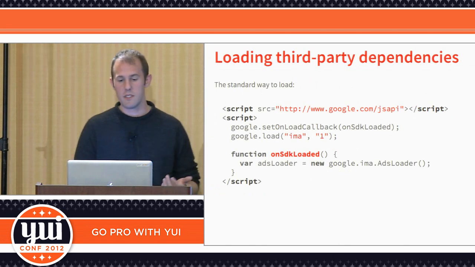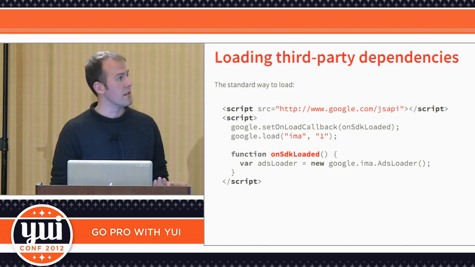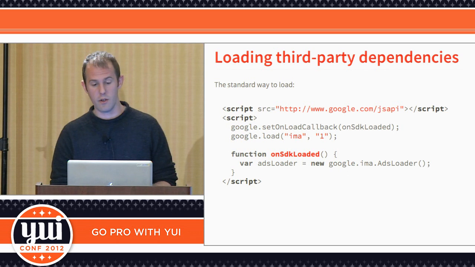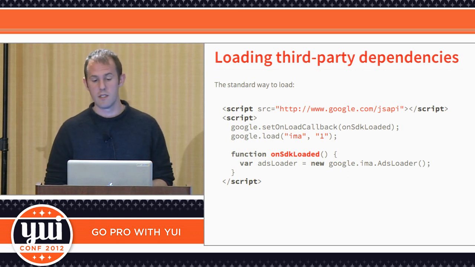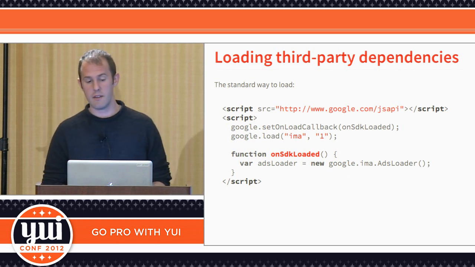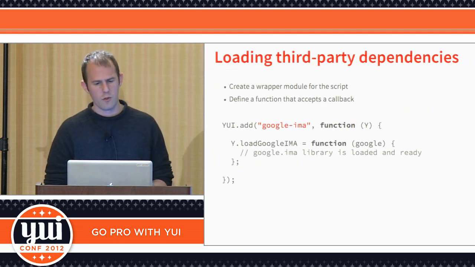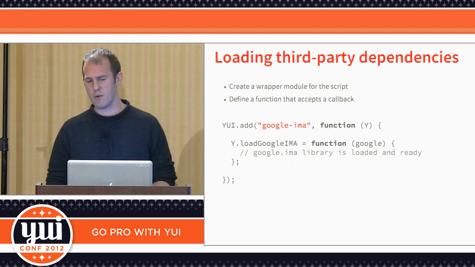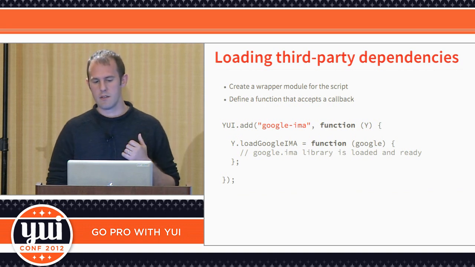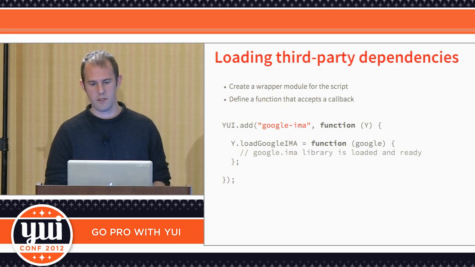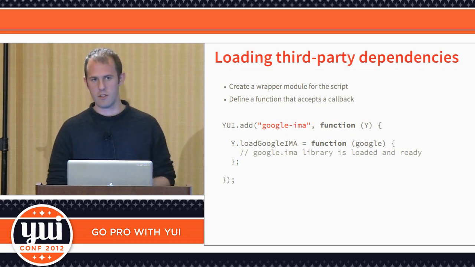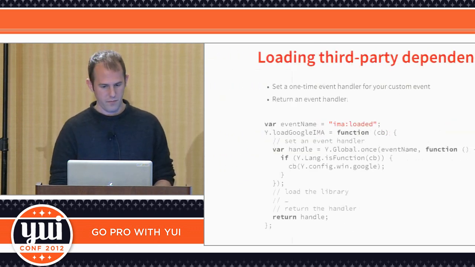And so the way that we solved it, or this is the standard way that Google's documentation suggests that you load it, is to include a seed file, set a load callback, and then load the video, and eventually this function will get called. So what we wanted to do is create a wrapper around this that the function loads Google IMA if it's necessary, and then that callback gets called once the library is actually ready, and that you can call this function hundreds of times, but the library will only get loaded once.